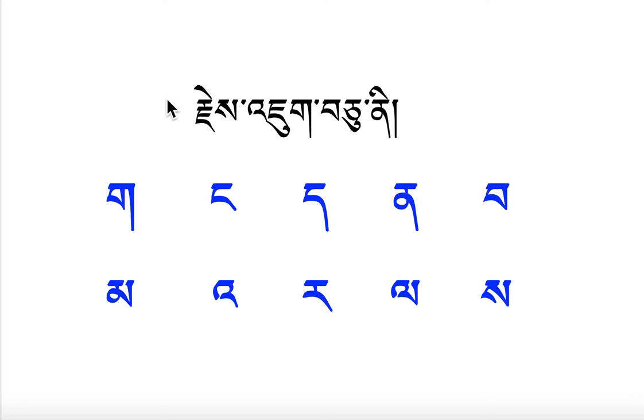So previously we have learned Jenjukchu. Now you can remember what the Jenjukchu are: Ka, Nga, Ta, Na, Pa, Ma, Ha, Ra, La, Sa. So these are called Jenjukchu. Hopefully you guys remember. So now I'm going to explain and give an example of Jenjukchu.